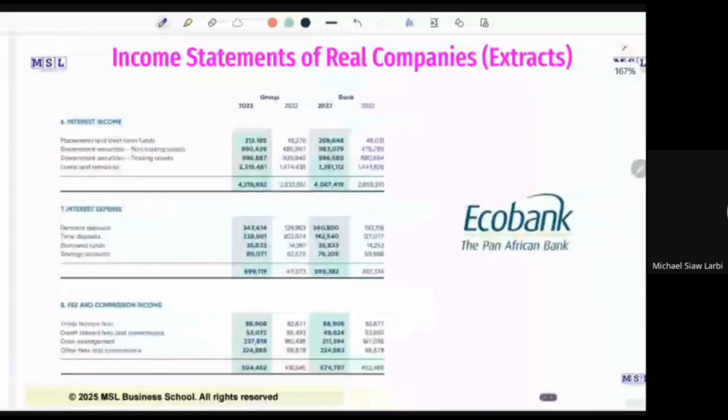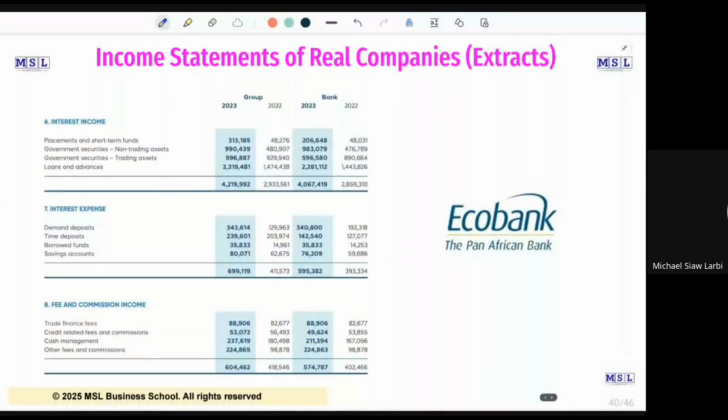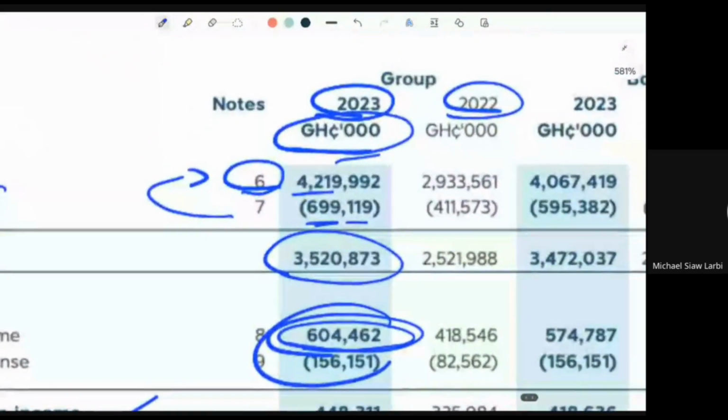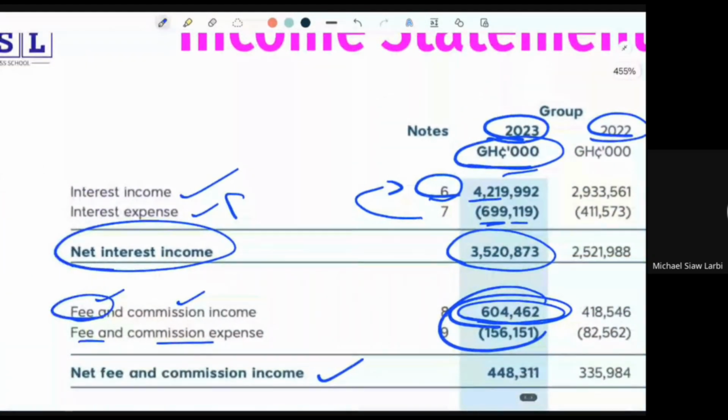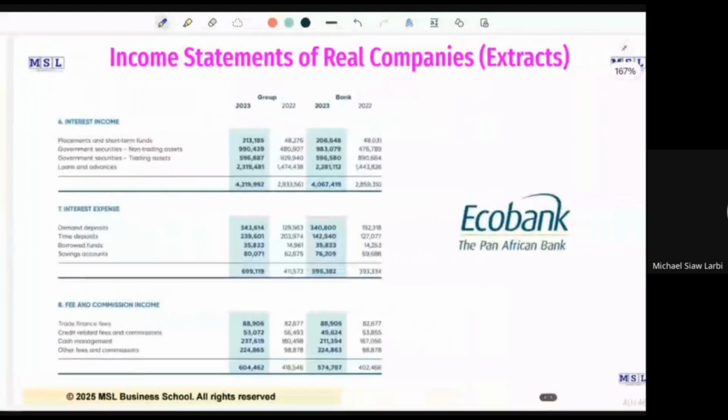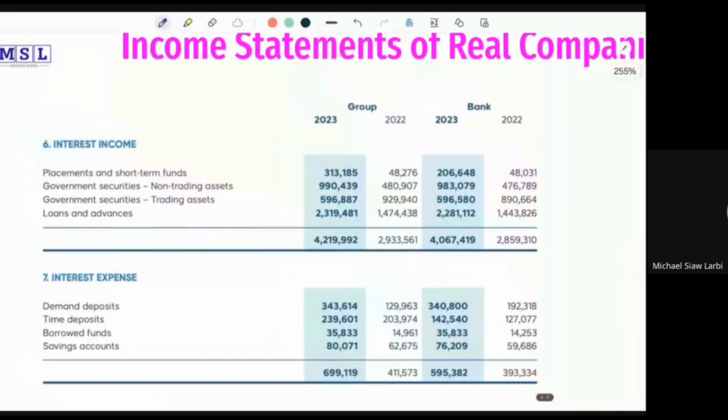Then EcoBank's notes, right? So you can see we said note 6 is interest income. Note 7 is interest expense. When you go to the note, this is what you see. Note 6, interest income. So this is how they made their money from placements and short-term funds. This government securities, non-trading. This government securities, trading. This and then loans. This is the biggest one. So more than half of their interest income came from loans, like I told you. That is how they make their money.